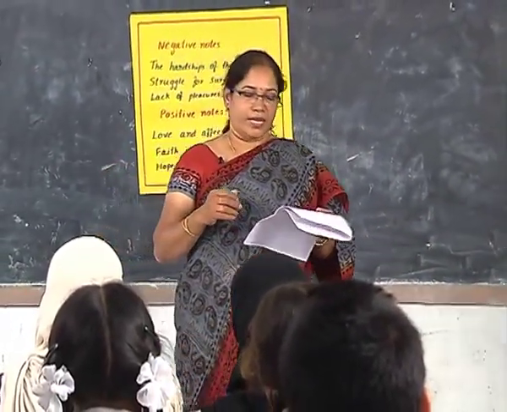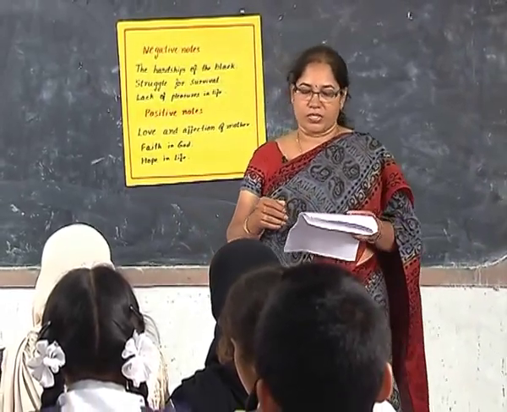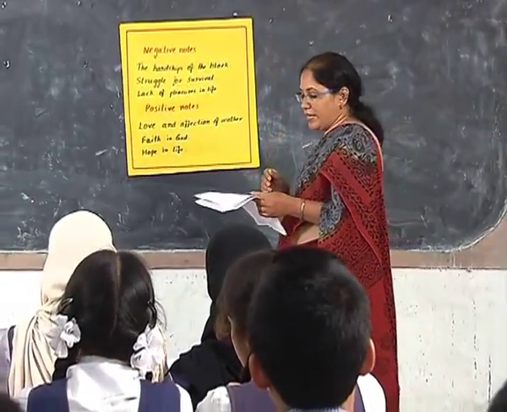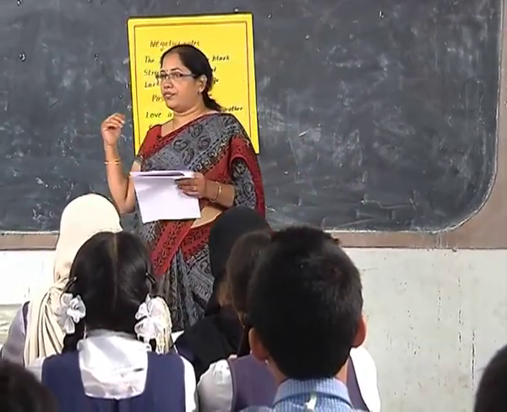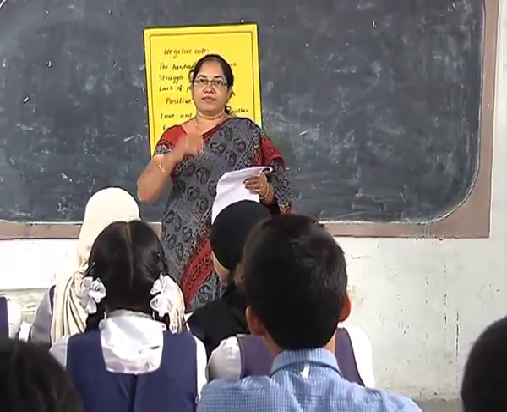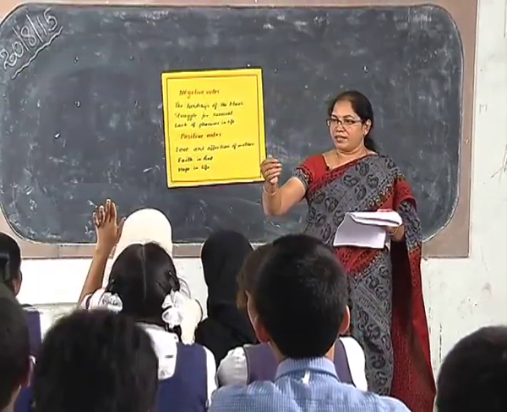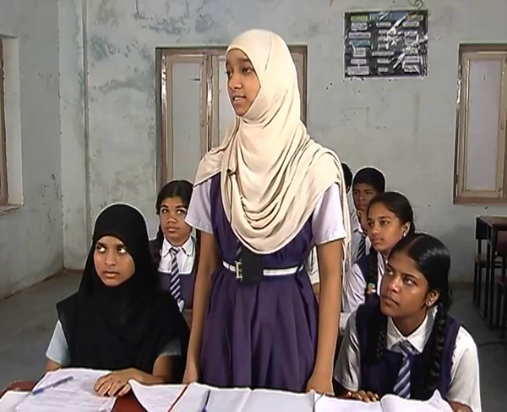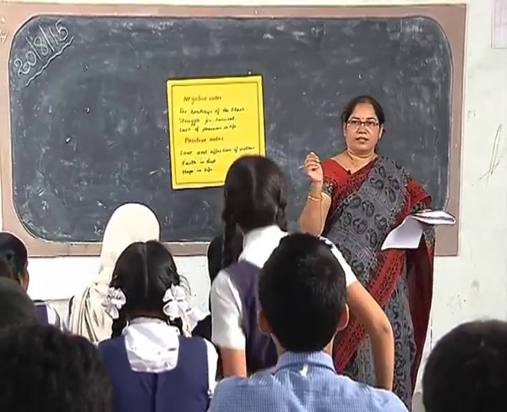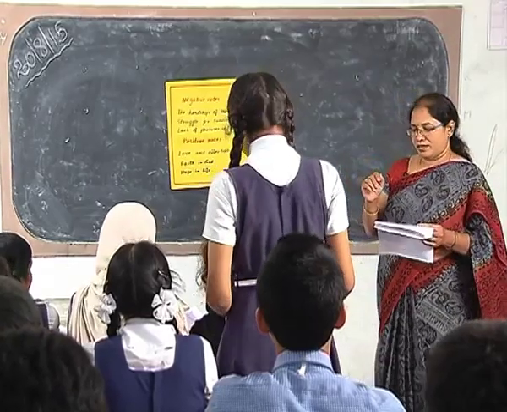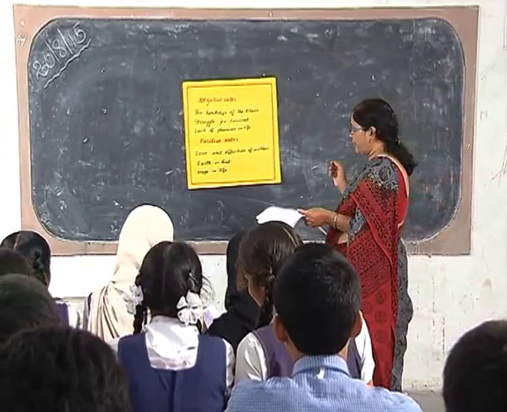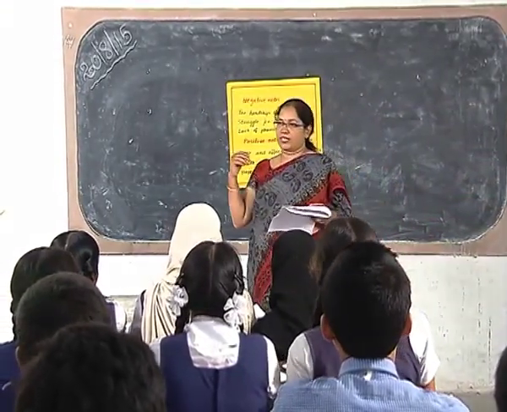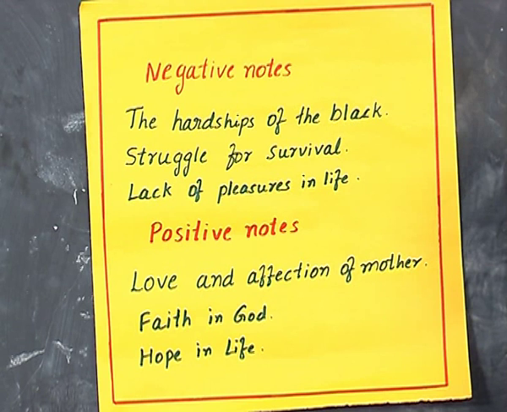Now, how we will plan for choreography based on this poem? We have to find out instances for each of the notes. Now, for example, what are the instances that will reveal the love and affection of the mother? Yes? Mother kisses the child. Anything? Yes. She feeds the child. Good. She rocks the cradle. Good. Now, like this, we have to find out instances for the other notes as well. So, all these are the positive notes. Now, for the negative notes also, we have to identify the instances.